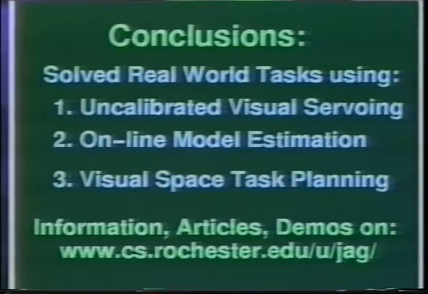In summary, we have shown how to use uncalibrated visual servoing and visual space task planning to solve real-world manipulation tasks without needing any a priori camera, robot, or world calibration.